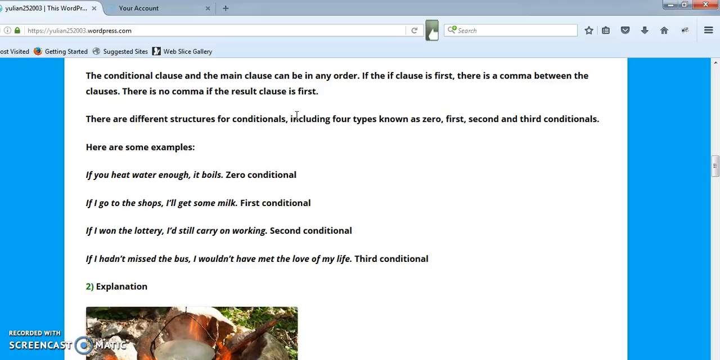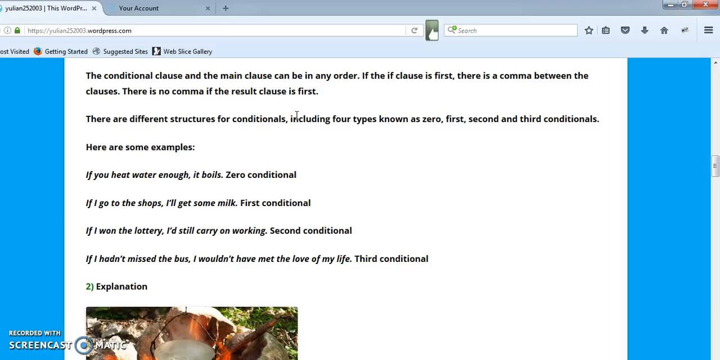If I go to the shops, I'll get some milk. First conditional. In this sentence, we can see two verbs: a verb in simple present, go, and a verb in future. If I go to the shop, I'll get some milk. It's the first conditional.